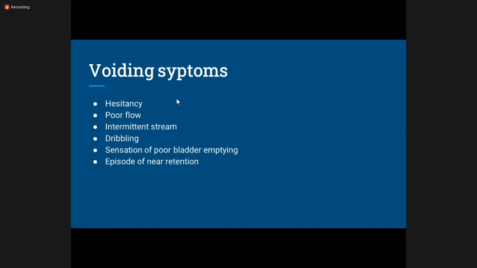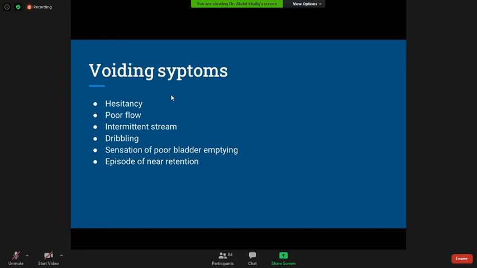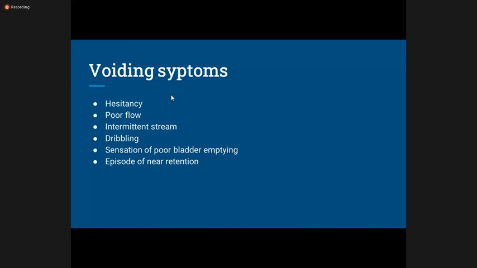And the voiding symptoms: at the start of urination, the patient feels hesitancy, then poor flow and intermittent dribbling, a sensation of poor emptying up to the end. The patient feels he has not voided properly, even though he feels he has urine in the bladder, with episodes of near retention.